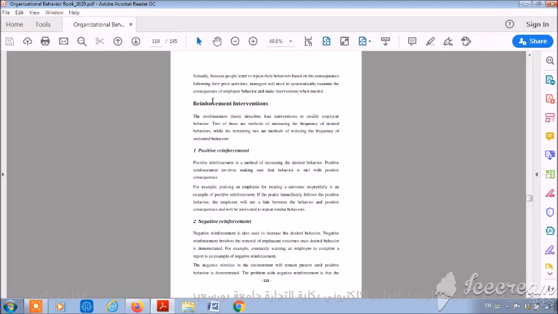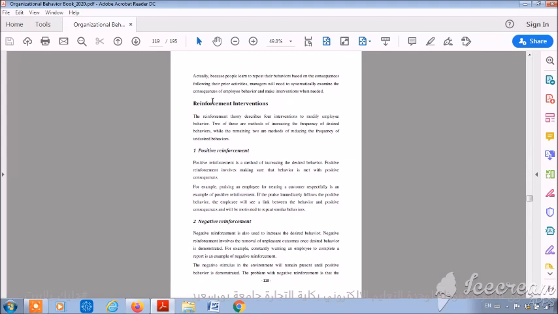constantly warning an employee to complete a report is an example of negative reinforcement. This is an example of negative reinforcement, because once the employee finishes the required report, the warning will end. This is a kind of negative reinforcement. But you have to know that the negative stimulus in the environment will remain present until positive behavior is demonstrated.